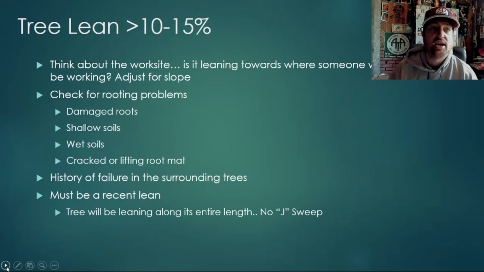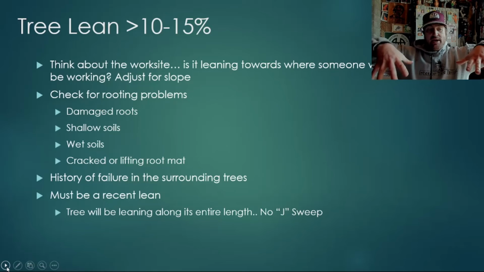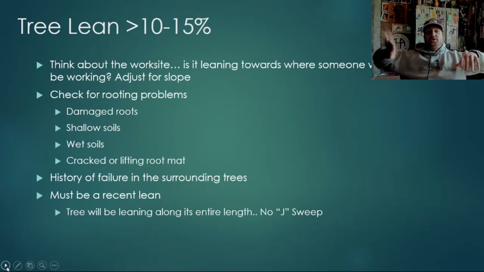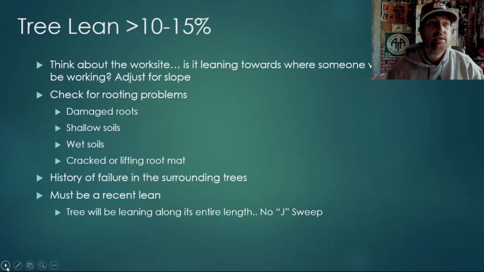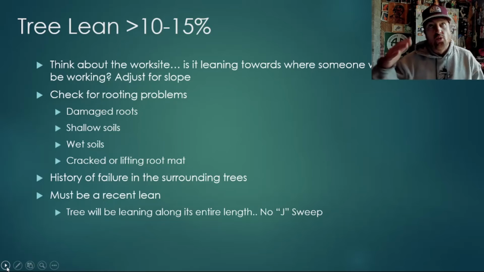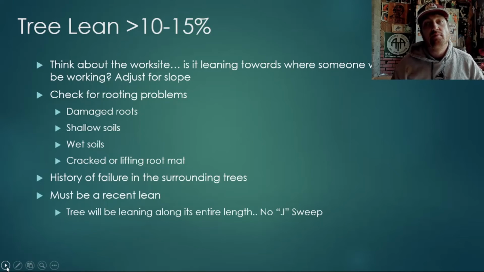Wet soils, shallow soils, cracked or lifting root mats. The root mat's like this, but you push on the tree and it's like, I don't know if the roots are really that connected to anything anymore. In terms of leaning, some trees grow awkward reaching for the light, and they're strong and solid. So you've got to identify the difference.